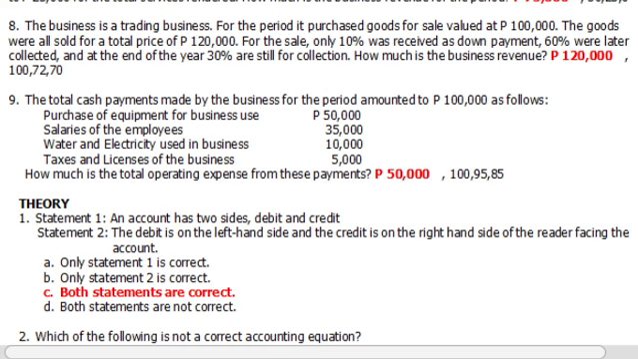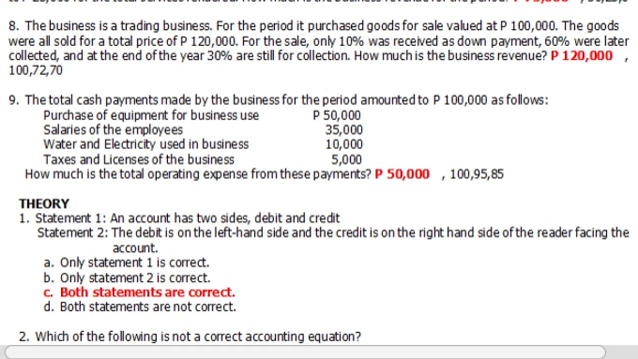Number 9, the total cash payments made by the business for the period amounted to 100,000. Yung question is, how much is the total OPEX or operating expense from these payments? So, marami pa ring nagkamali.